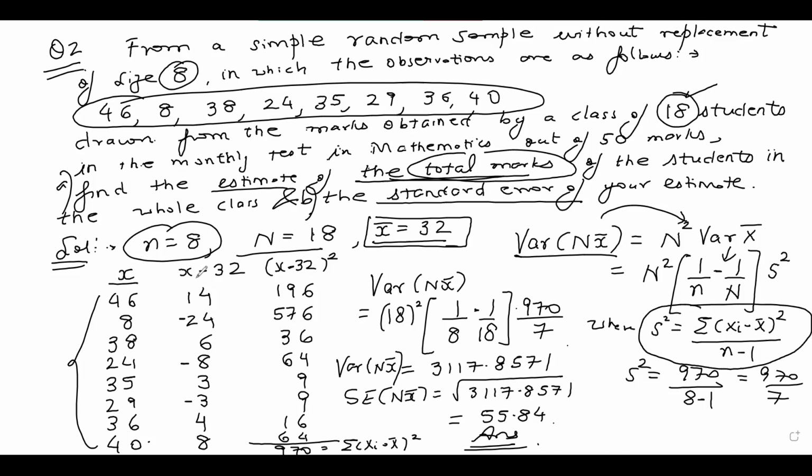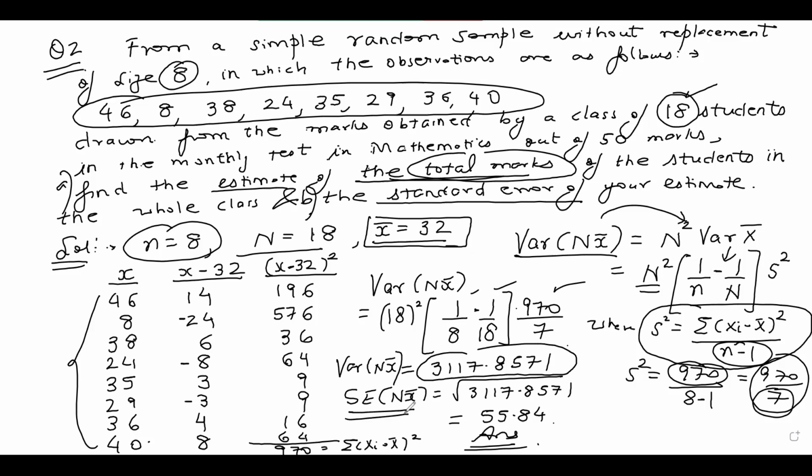This is how I calculate it. From x, I calculate x minus x bar, then x minus x bar square, then I sum it up. I get 970 divided by n minus 1. Small n is 8, 8 minus 1 is 7. S square is 970 by 7. I just put everything in the formula. So 18 square times 1 over 8 minus 1 over 18 times 970 by 7 gives me the answer 3117.8571. This is the variance of nx bar. I take the square root of it. I get the standard error of nx bar.